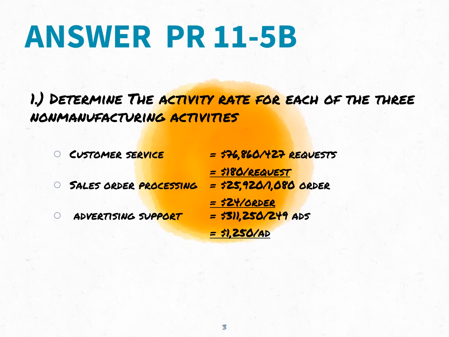Requirement number 1. Determine the activity rate for each of the three non-manufacturing activities. 1. Customer service, $76,860 budgeted cost divided by 427 requests is equal to an activity rate of $180 per request. On sales order processing, $25,920 divided by 1,080 orders is equal to an activity rate of $24 per order. Advertising support, with $311,250 divided by 249 ads is equal to an activity rate of $1,250 per ad.